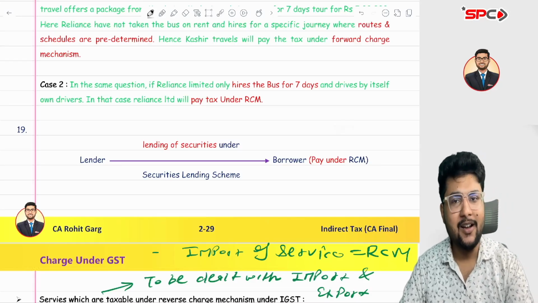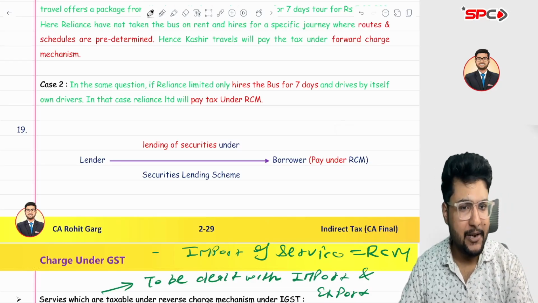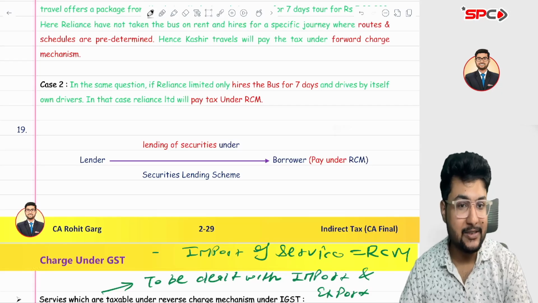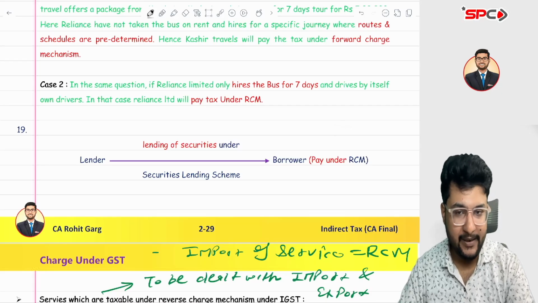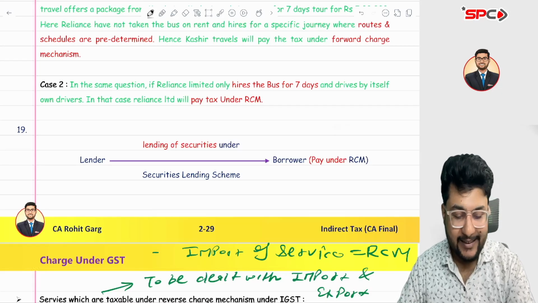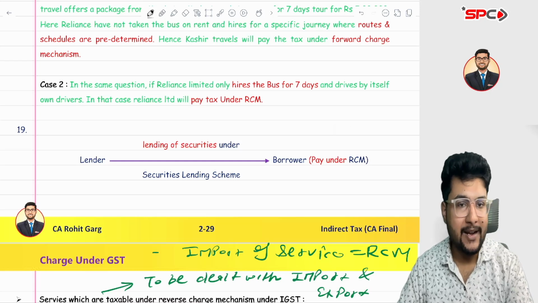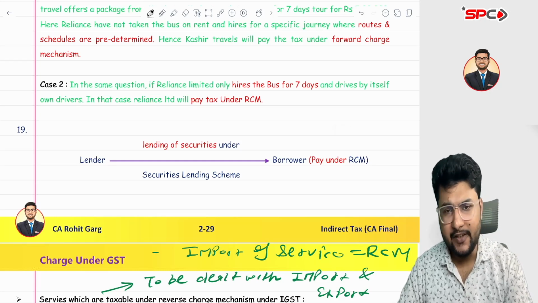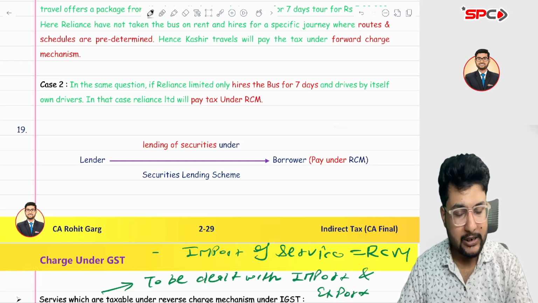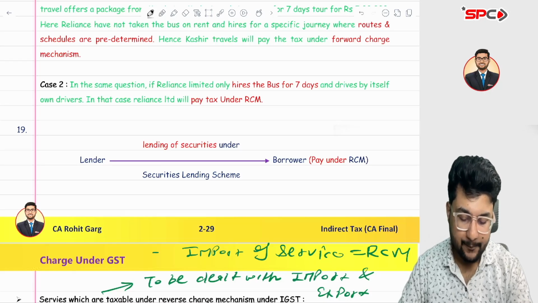Okay, in case of lending of securities, have you already studied it in our AFM chapter? If you are giving securities on lending to a person temporarily, it's not a disposal, it's a temporary transfer. In return, from the borrower you are getting some lending fees, right? On lending fees, the borrower needs to deposit the tax under RCM. Was it clear? Yes.